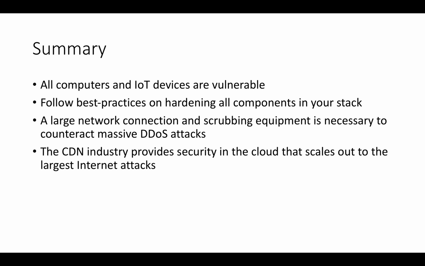Make sure you've got a large enough network connection and scrubbing equipment to be able to stop these DDoS attacks. 150 gigabits in 2015 was not that large. We're seeing 500 gigabit, 700 gigabit, 1,000 gigabit attacks happening. So the attacks are only getting larger, and it is more difficult to handle this with your own on-premise hardware. The CDN industry and other cloud providers can generally have that much larger scale to take the brunt on the edge for you before that traffic gets back to your origin.